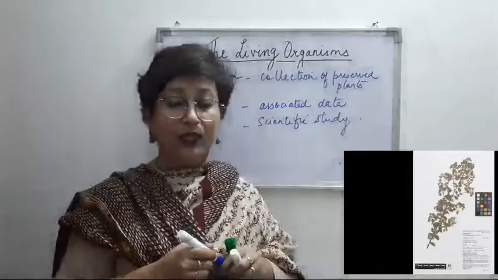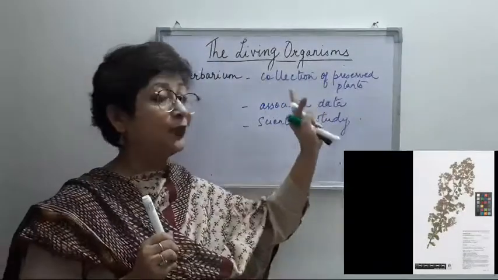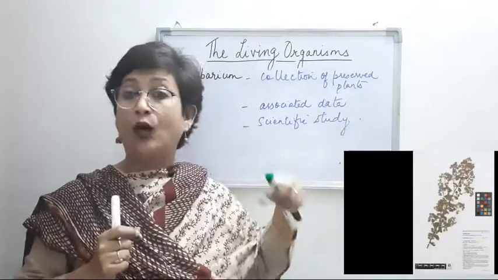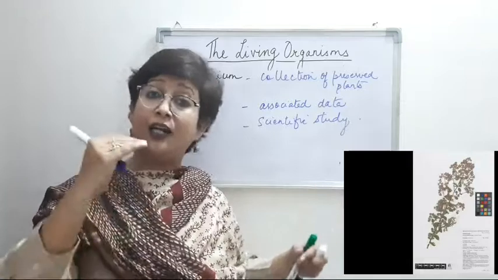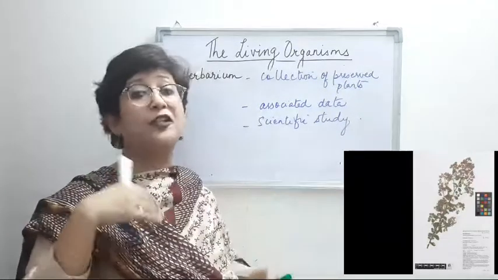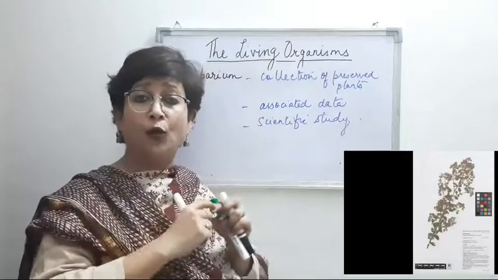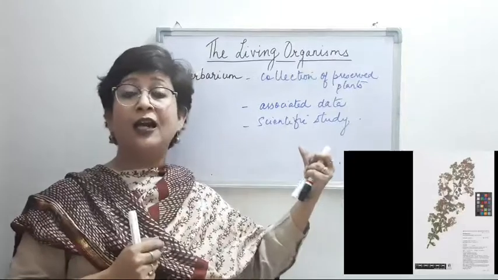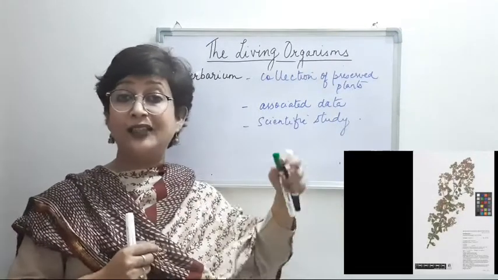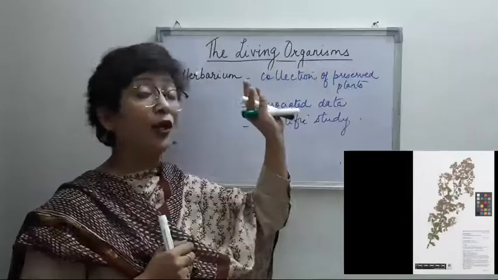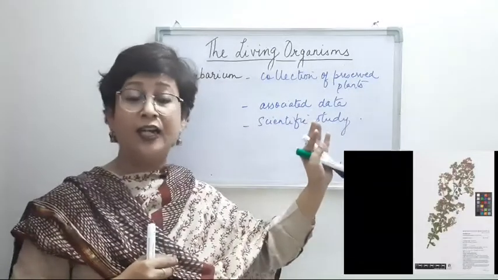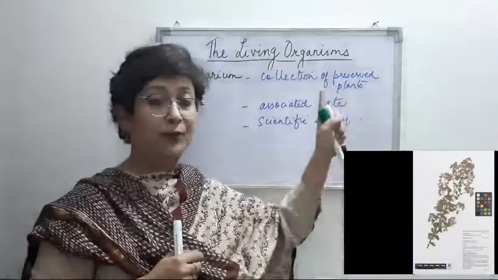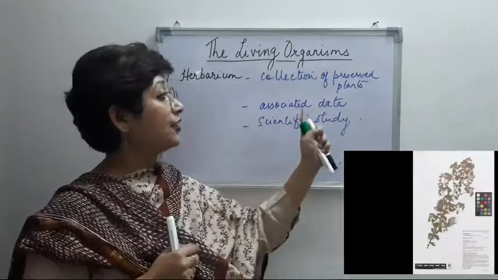Right. So, collection of preserved plants. Plant samples, specimens of plants are taken. What kind of specimens of plants are taken? Either the whole plant part is taken if it is not too big, or maybe a part of the plant is taken as a specimen, right? And then these parts or the whole plant, whatever specimen is taken, it is preserved, right? So that is collection of preserved plants and associated data, right?